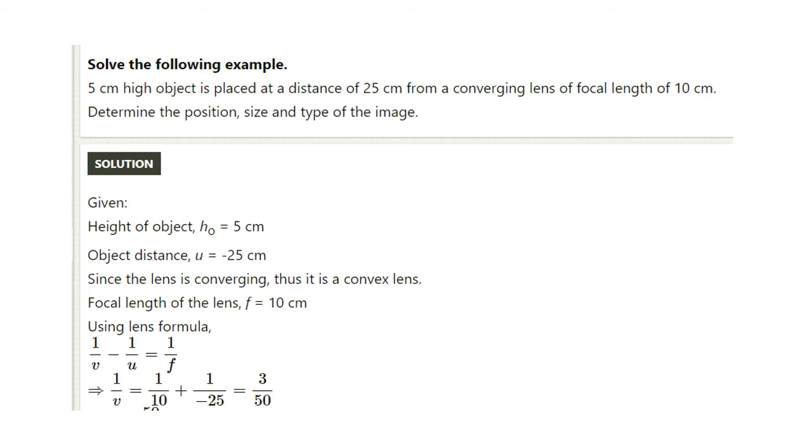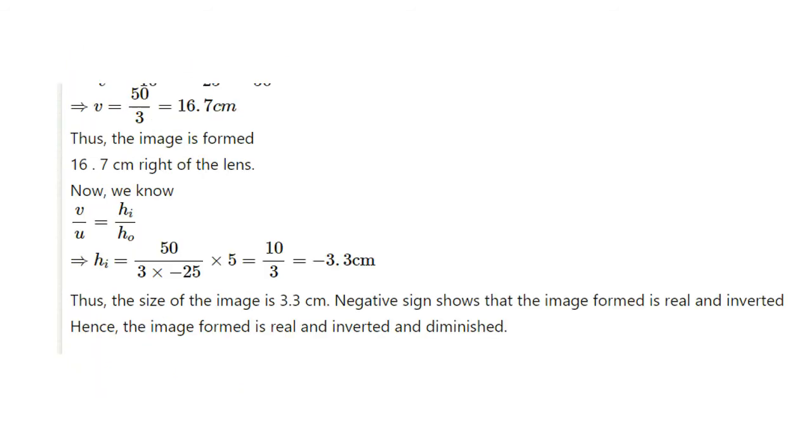So applying the formula 1 upon V minus 1 upon U is equal to 1 upon F. Changing sides, what do we get? We get 1 upon V is equal to 1 upon 10 plus 1 upon minus 25. Solving it as LCM, we get 3 upon 50. It's continued in the next slide also. Therefore, V is equal to 50 upon 3 equals 16.7 centimeter. So V is the distance. So distance is 16.7 centimeter.